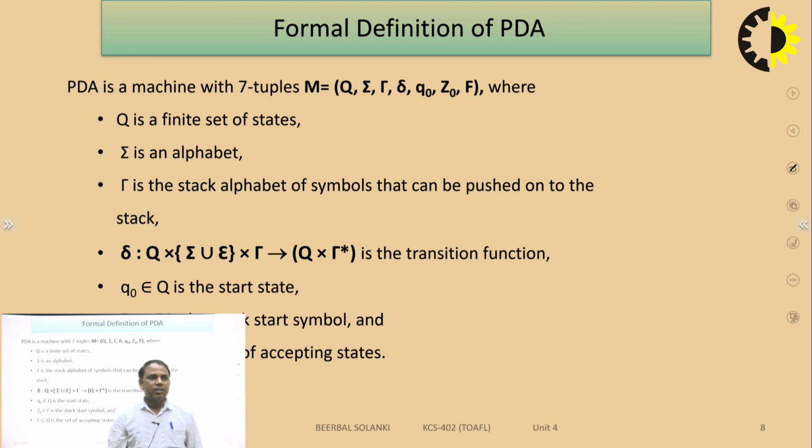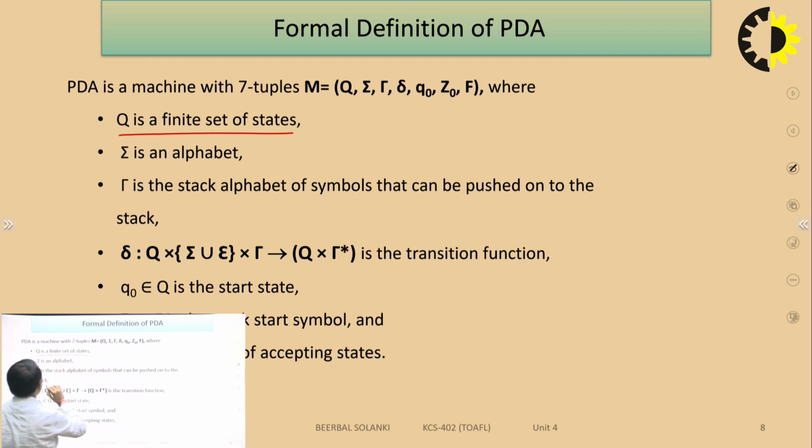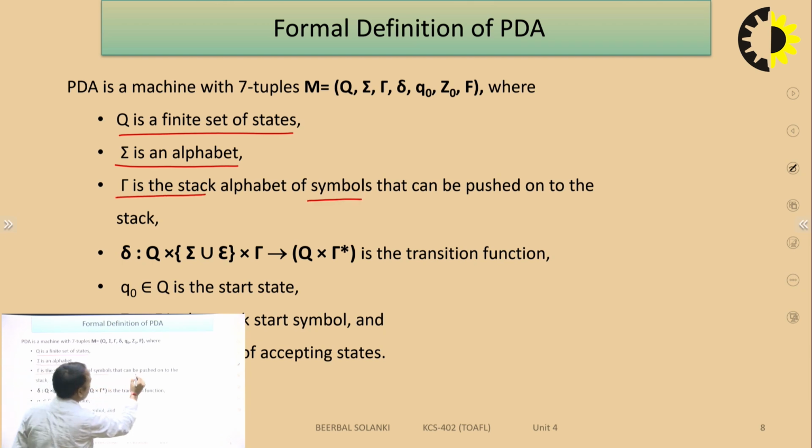The PDA is a machine with a seven-tuple, that is Q, sigma, tau, delta, Q0, Z0, F, where Q is the finite set of states, sigma is the input alphabet, and tau is the stack alphabet, the symbols that can be pushed onto the stack.